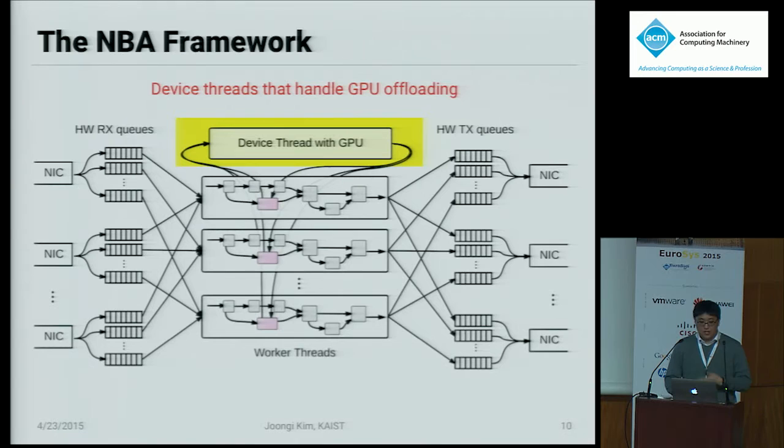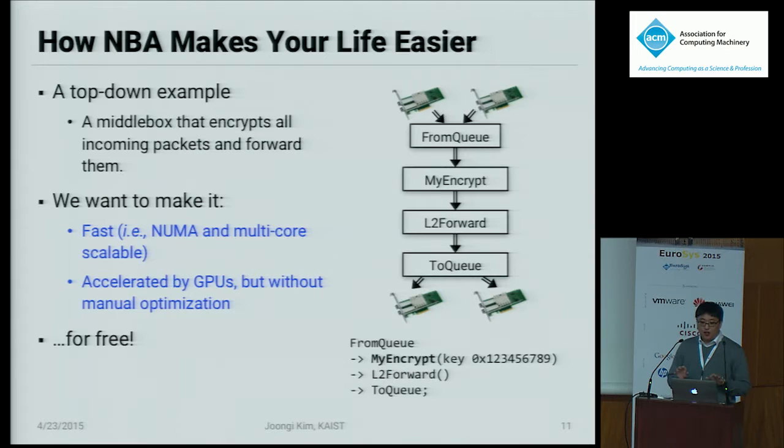So let me show how NBA makes your life easier with a concrete example. Let's imagine a middlebox that encrypts all incoming packets and does nothing else. Of course, we want to make it run fast and to be accelerated by GPUs without any manual optimization efforts. So we make a simple pipeline configuration like this and put your MyEncrypt element here.